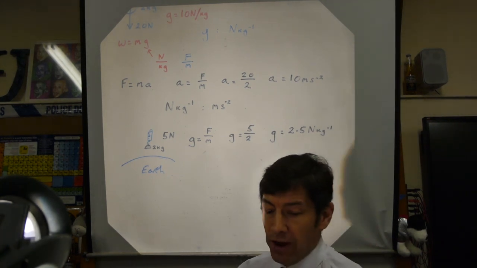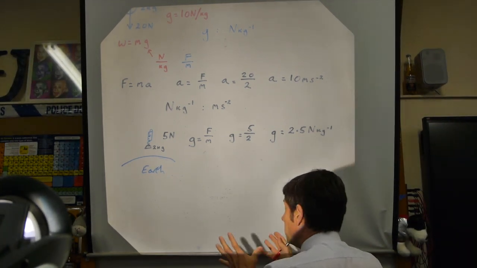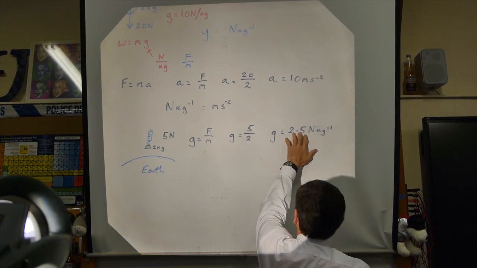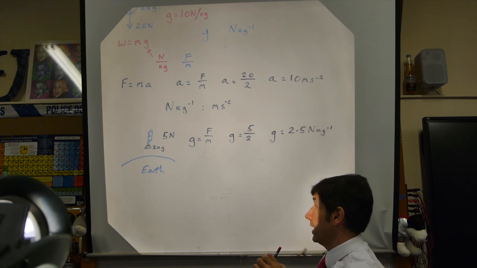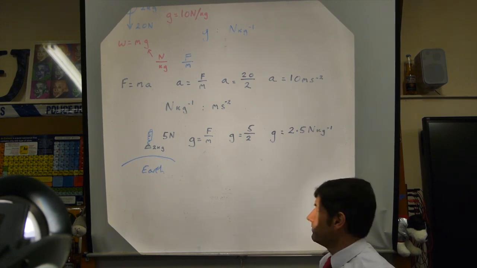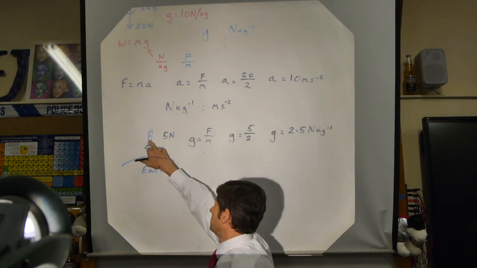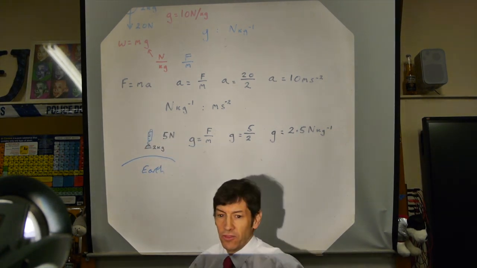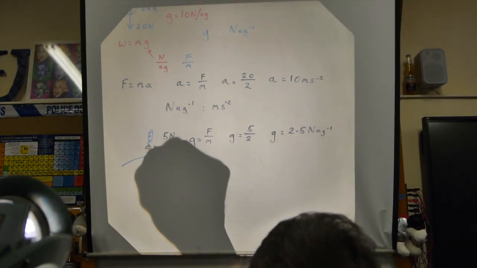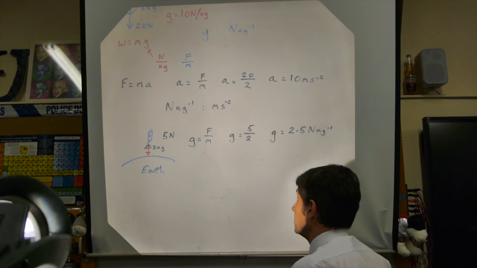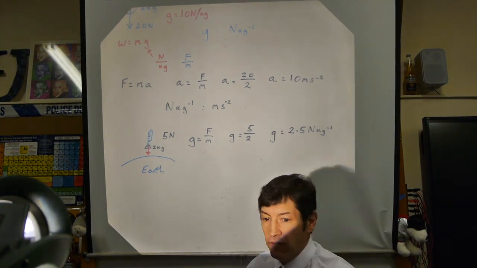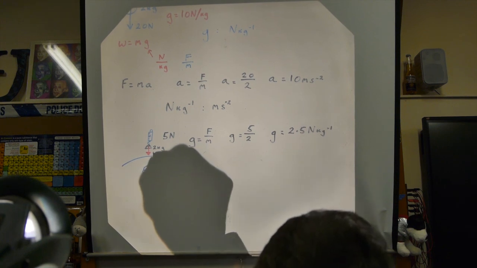Okay. Now, I've done one thing that's slightly weird here. I've calculated the gravitational field strength, but I haven't put a direction on it. So I'm suggesting, because the spring balance is in this plane, that the force acting on this is that way. Because it is a vector, the force acting on this is 5 newtons towards the centre of the Earth.